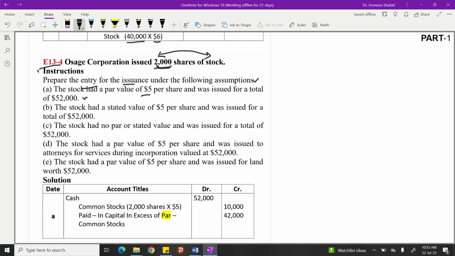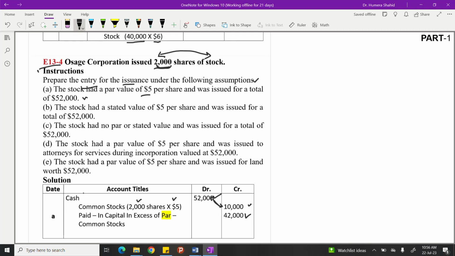How much cash? 2,000 shares they sold and issued, and the sale price they did not give us for each. I cannot do it individually. I can write the full price, which is 52,000. So I'm going to remove this component because I don't have individual sale price. If I would have, I will multiply and write it. Common stock gets credit. Common stock is always recorded at par. So 2,000 shares, par value is 5. So that is 10,000. So it means we are charging them extra. Extra how much? 42,000.